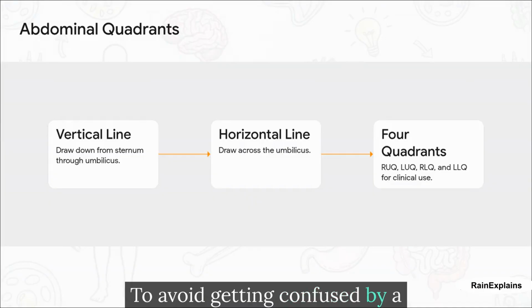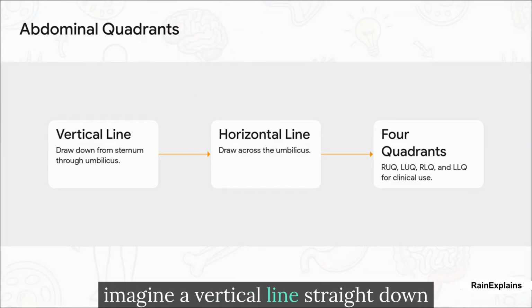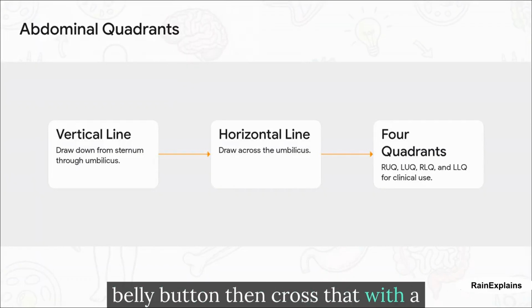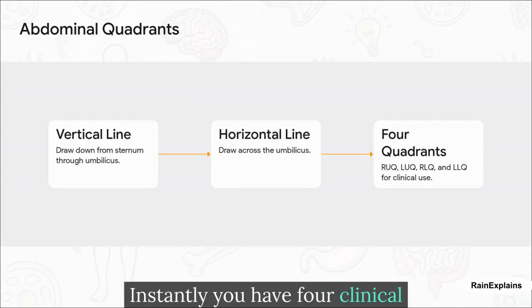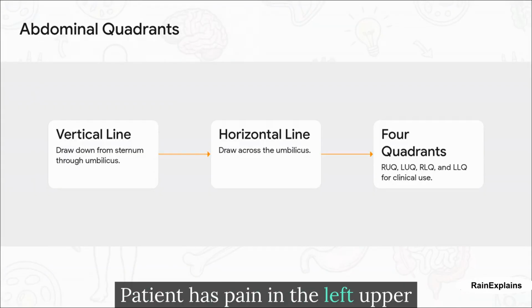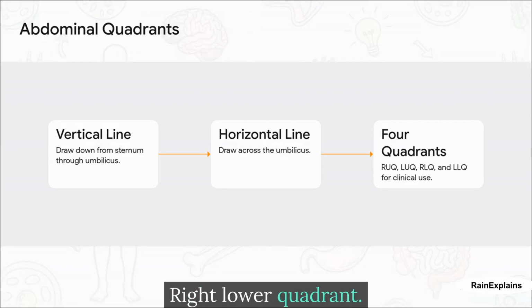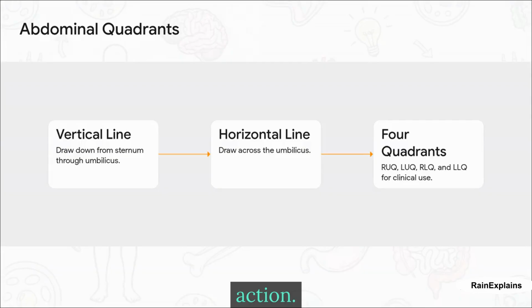Let's actually put this to the test and map the abdomen just like a real clinician would. To avoid getting confused by a mysterious ache, doctors basically draw a grid. Imagine a vertical line straight down from the sternum right through the belly button. Then cross that with a horizontal line at the exact same point. Boom. Instantly, you have 4 clinical quadrants. Patient has pain in the left upper quadrant, the doctor's immediately visualizing the stomach. Right lower quadrant, they're definitely checking that appendix. It is literal biological geography in action.